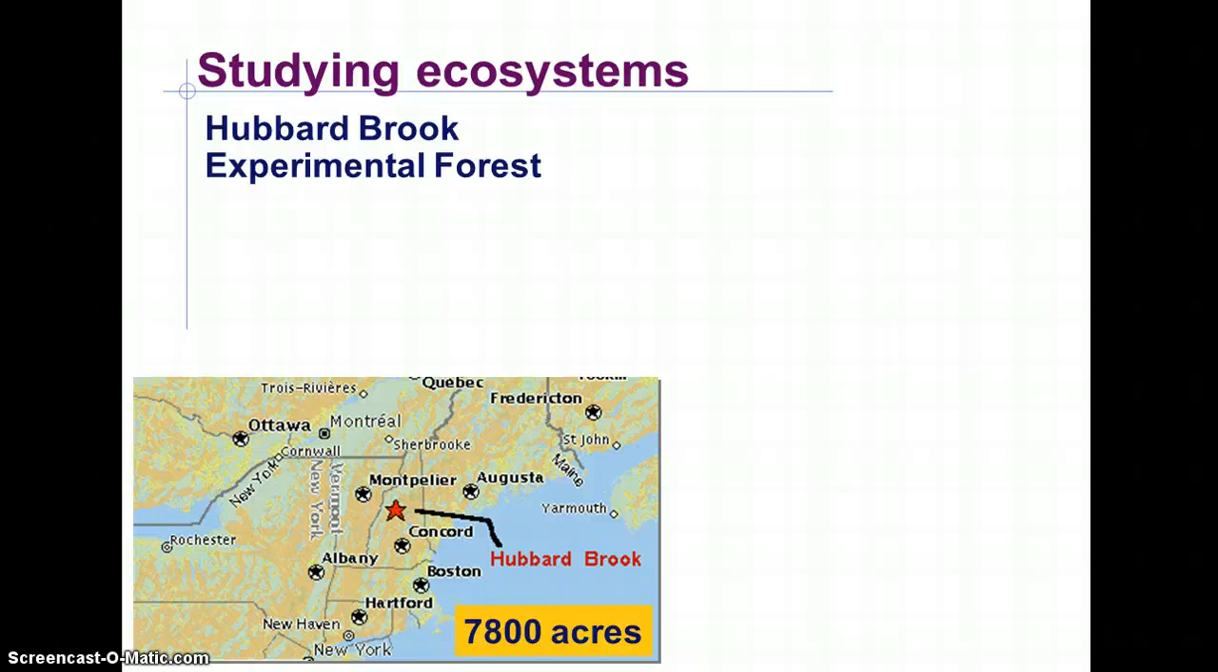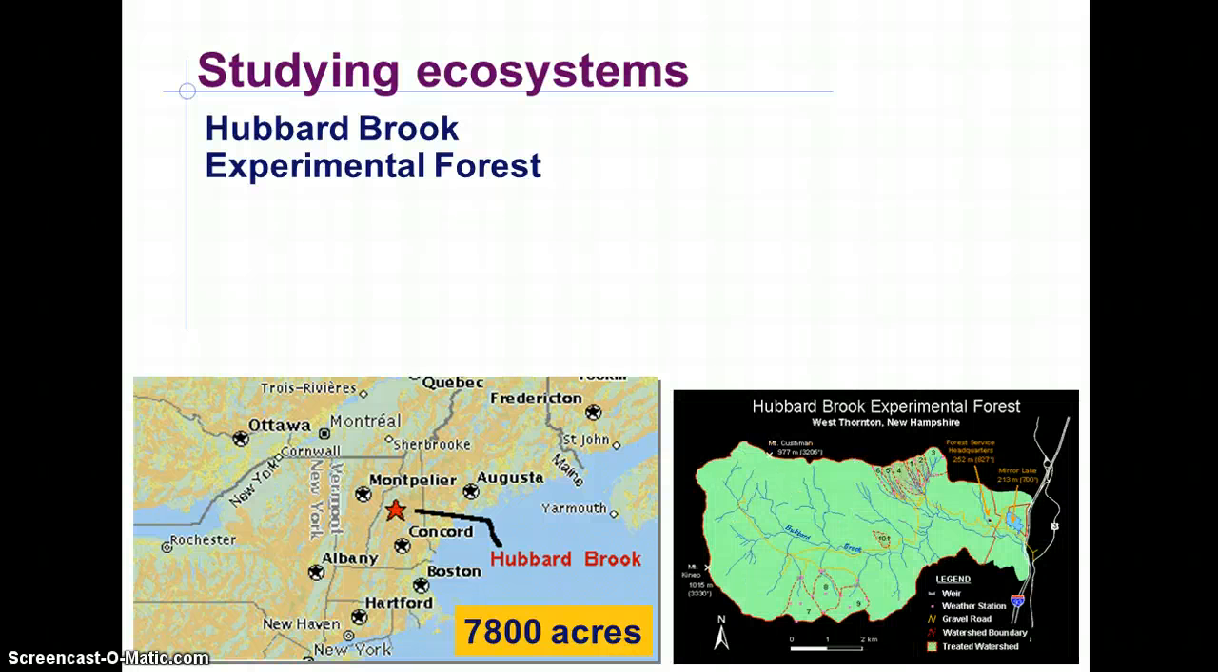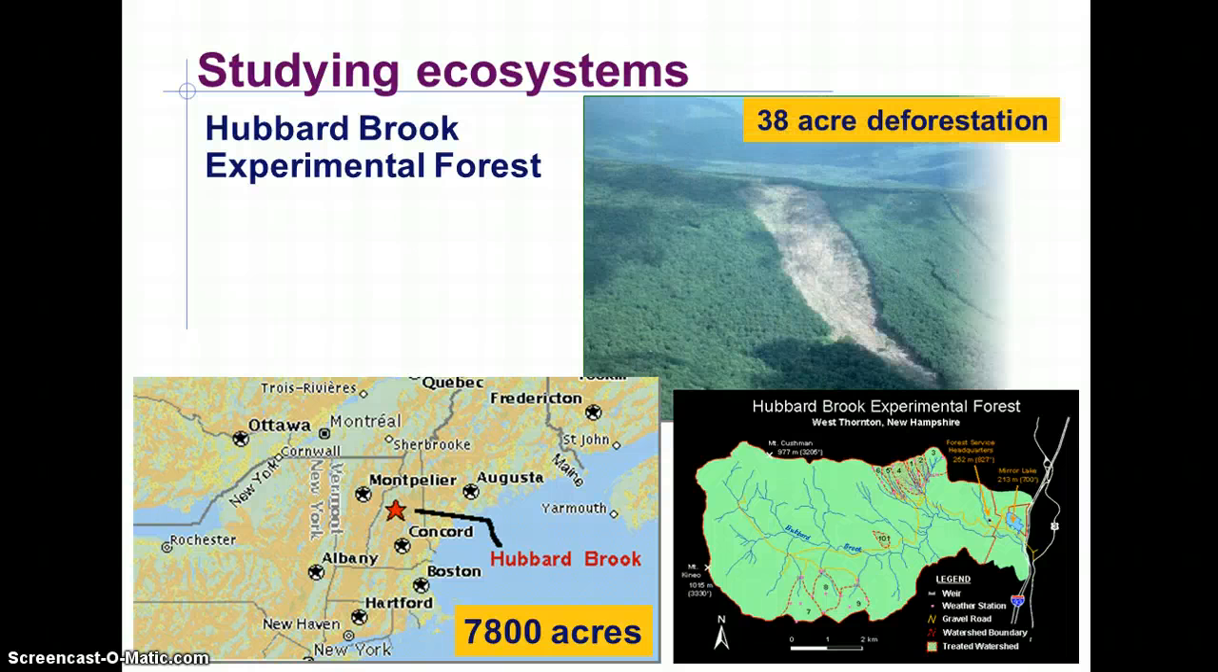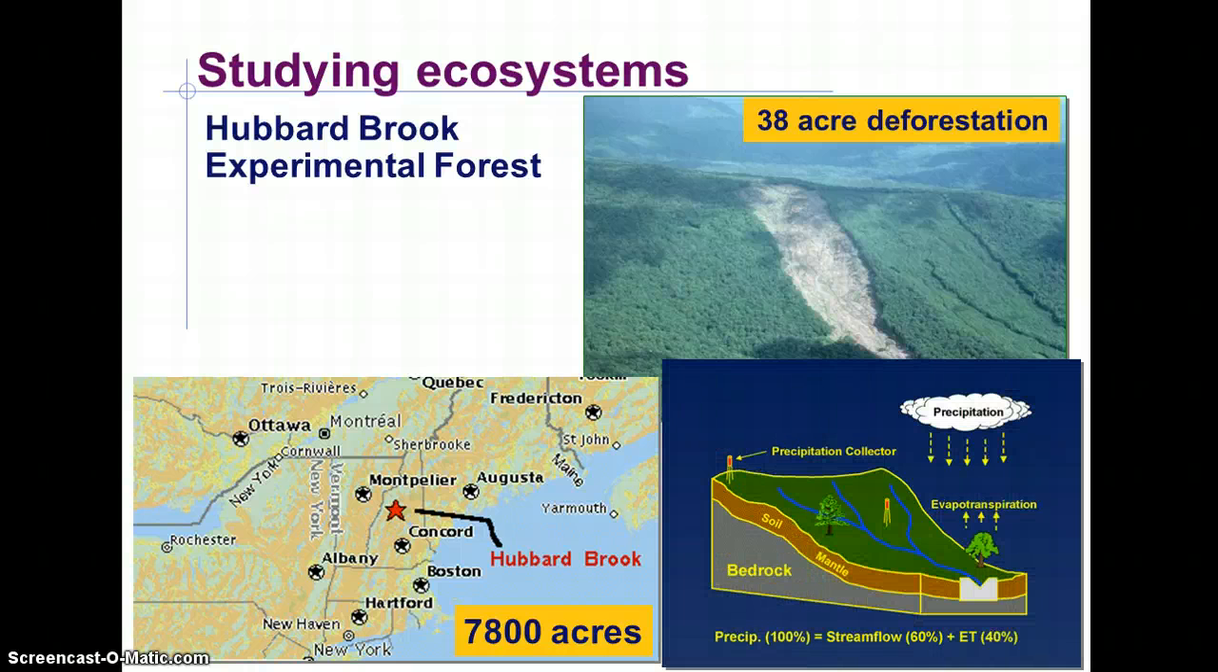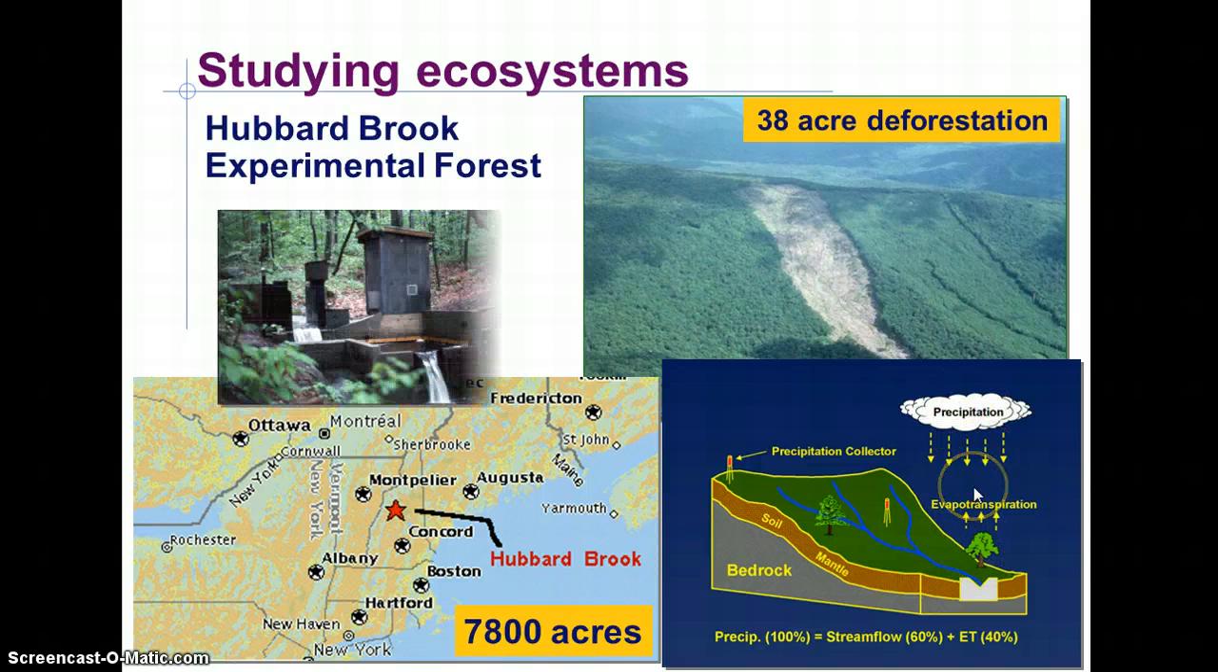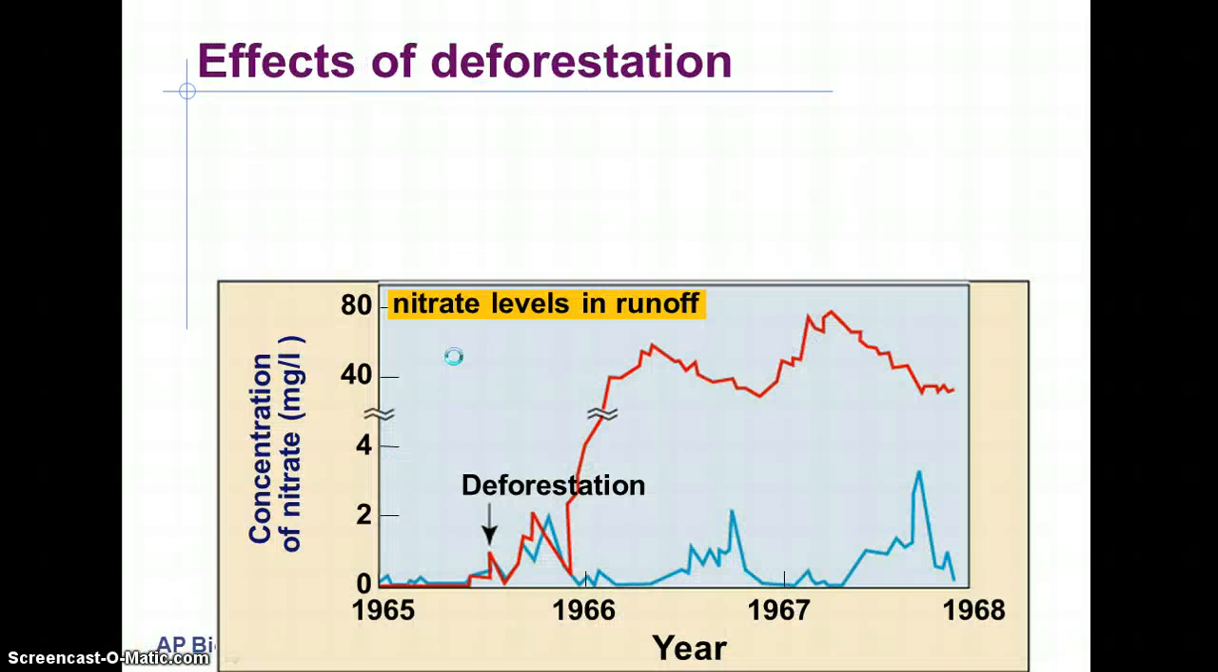This is a classic example of studying this forest. And so you can see here in New Hampshire, we had 38 acres of deforestation, and we looked at the precipitation and transpiration, collecting different waters, dams, and what happened is the nitrate runoff increased tremendously.